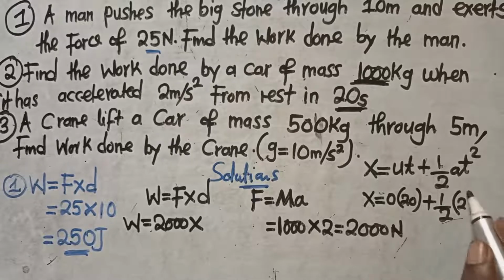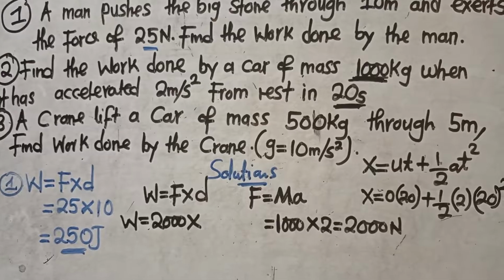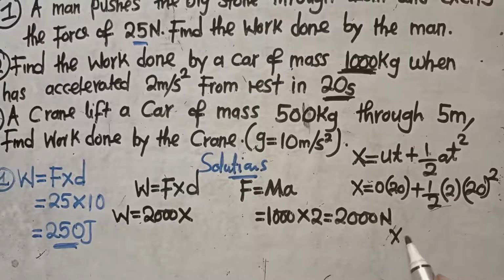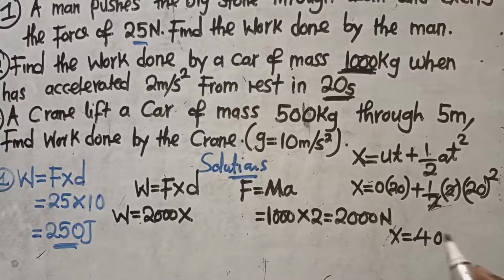Acceleration is 2. What is the time? 20 squared. This is what I'm going to do. We are doing what? Connecting concepts. So I say this is now equal to 0 times 20. That is 0. So 2 cancelled there. 20 squared, that is 400. Then I just say meters. So meaning this is the distance.